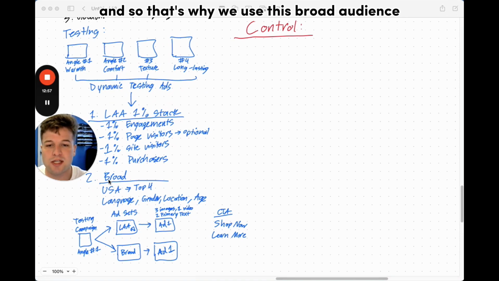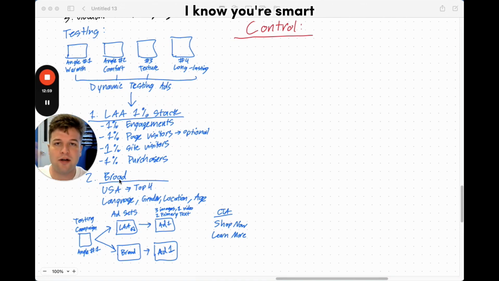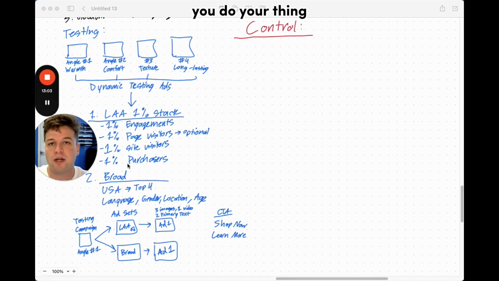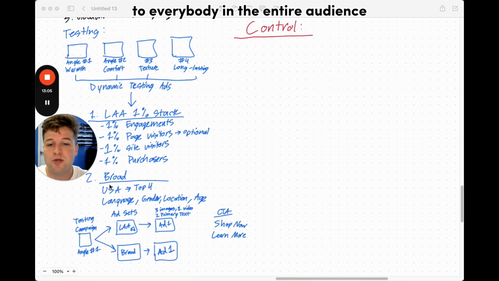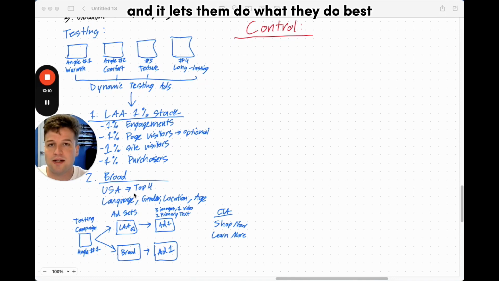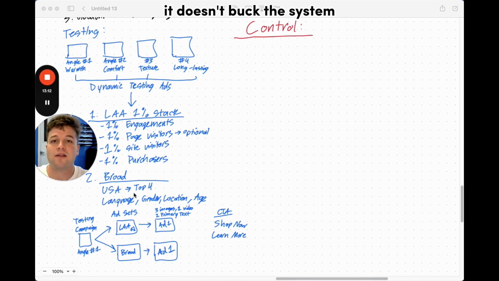And so that's why we use this broad audience and say, Facebook, I know you're smart. I know that your algorithm is smarter than me. You go ahead, you do your thing with this broad audience. We just put these to everybody in the entire audience, and Facebook finds them for us. Okay, and it lets them do what they do best. It doesn't buck the system. It works with it and makes our customer acquisition cost as cheap as possible.